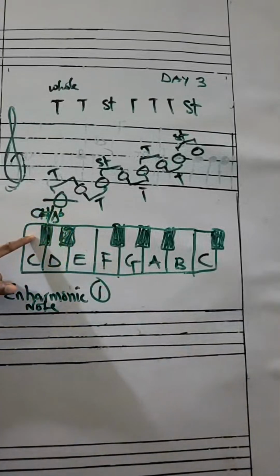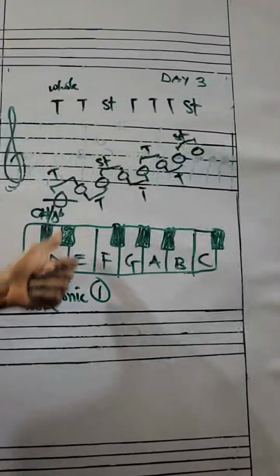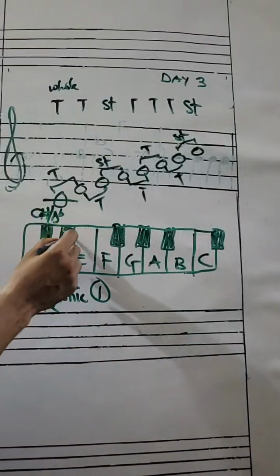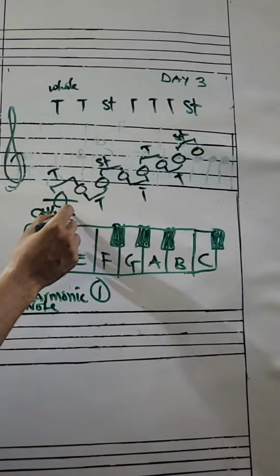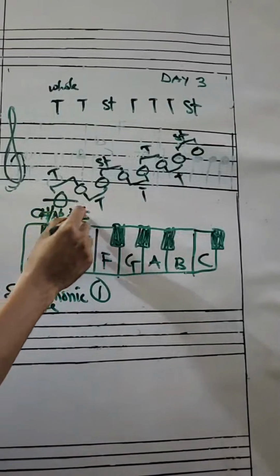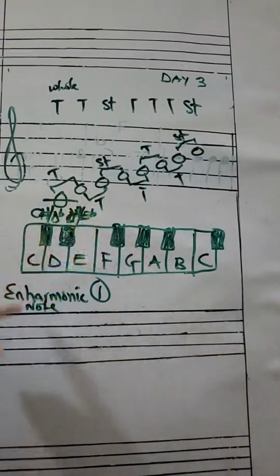So this first black note, when you're going forward, it's your C sharp. When you're coming back, it is called your D flat. The same thing is applicable to this one. This is called your D sharp or your E flat. So they are called enharmonic notes because they share 2 names.